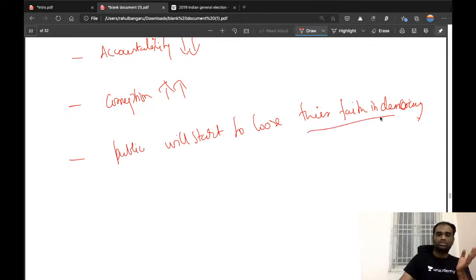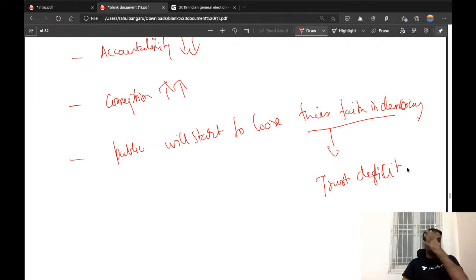Why? Because of their loss of faith in democracy, there will be a trust deficit between the people as well as elected representatives. Why? Because if political party members are frequently defecting from one party to another party, the public will immediately lose their faith in MPs. They will lose their faith in the entire system itself. As a result, they will lose their faith in democracy itself.